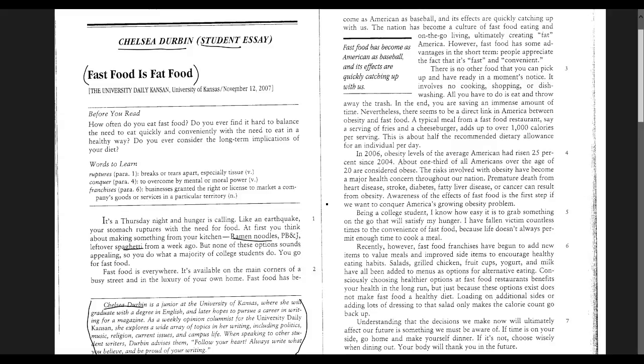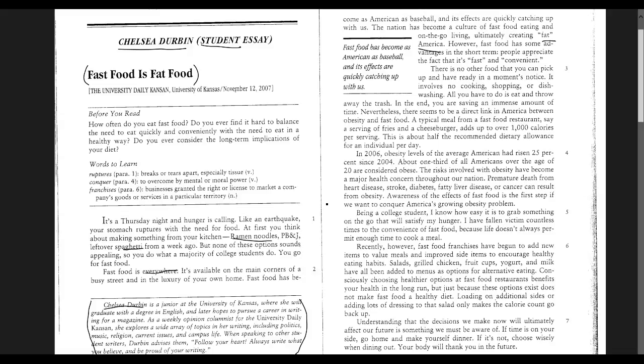Fast food is everywhere. It is available on the main corners of a busy street, in the luxury of your own home. Fast food has become as American as baseball, and its effects are quickly catching up with us. The nation has become a culture of fast food eating and on-the-go living, ultimately creating fat America.